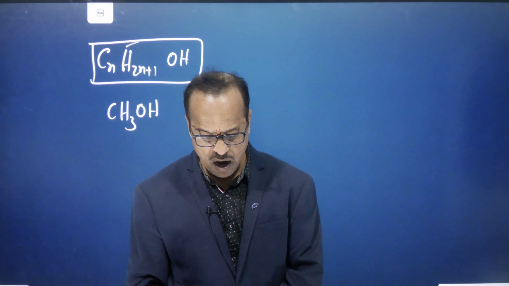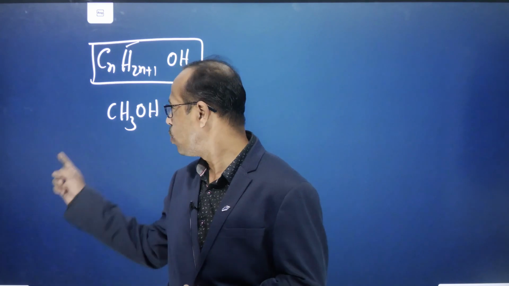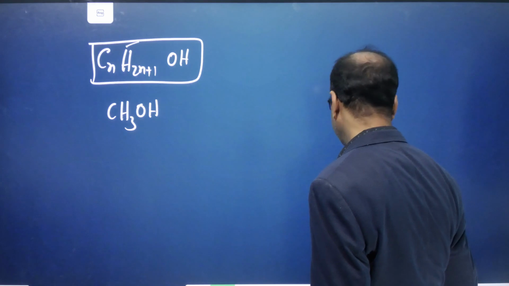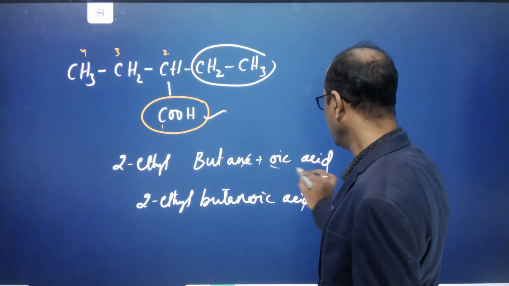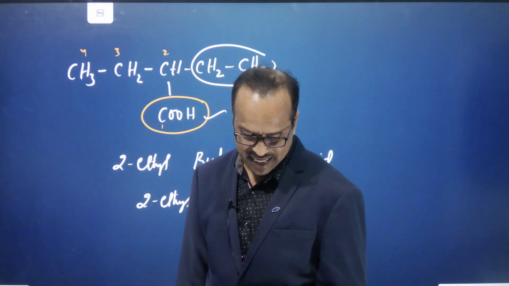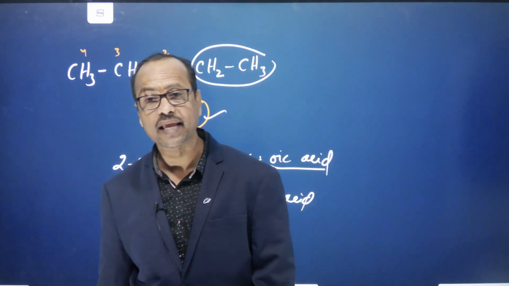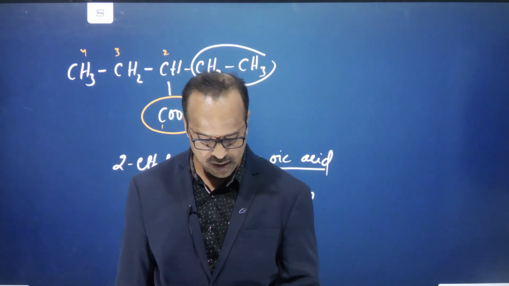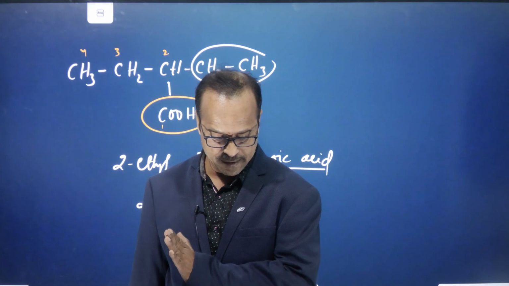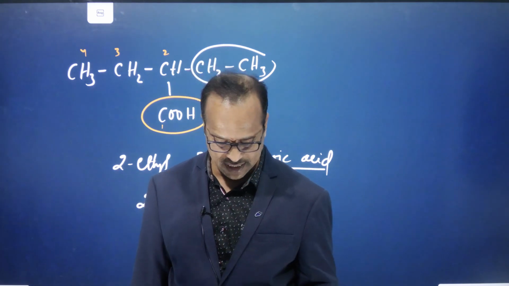Open the practice sheet, page number 68. Second: one carbon atom containing alcohol is called methanol. Second option is the right answer. Third: suffix for carboxylic acid. Just now we discussed it: oic acid. So the third option. Fourth: suffix for aldehyde functional group is al. The general formula of ester is COOR. So the second option is the right answer.